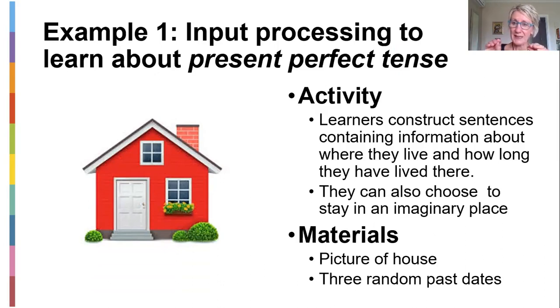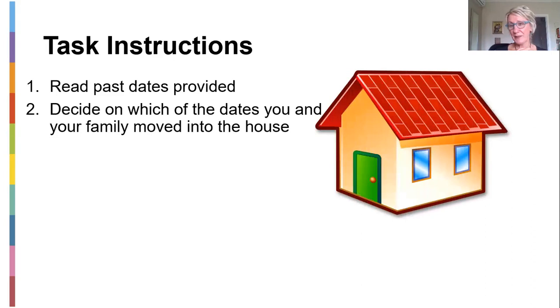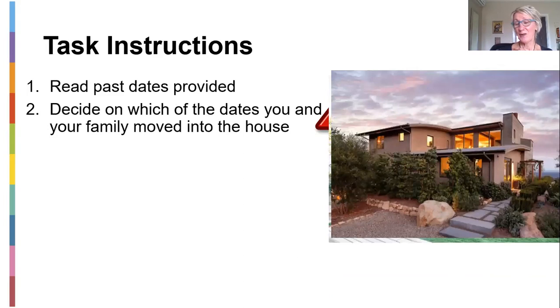So they're going to construct sentences, and they're going to have a picture of a house and three random past dates. The task instructions are to read the past dates they've been provided, and then decide on which date you and your family moved into the house. It can be totally fictitious. They can say, we moved into our house in 2019 or 2016. So it's past tense. There's the house, and they choose a picture of the house. That looks like a container, which is quite a cute house. That's the home. Remember, it can be fictitious.